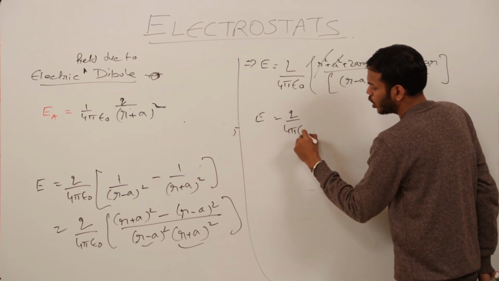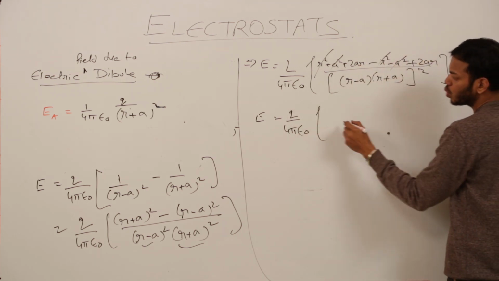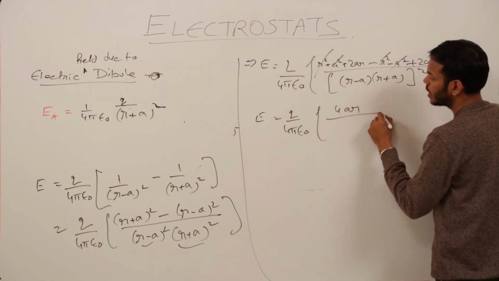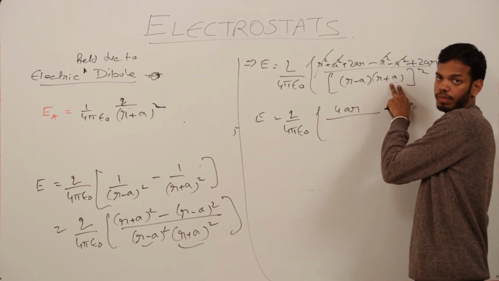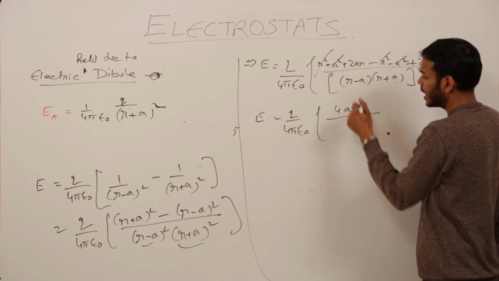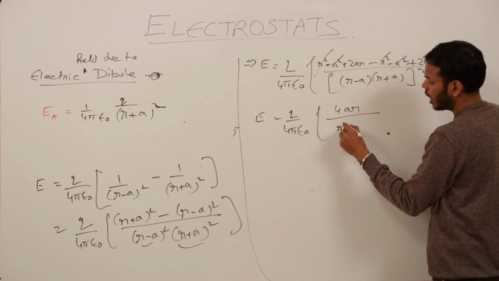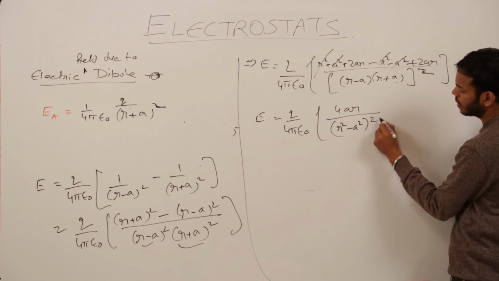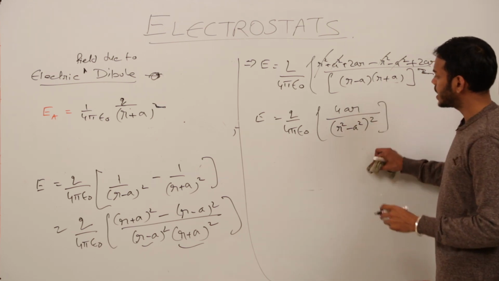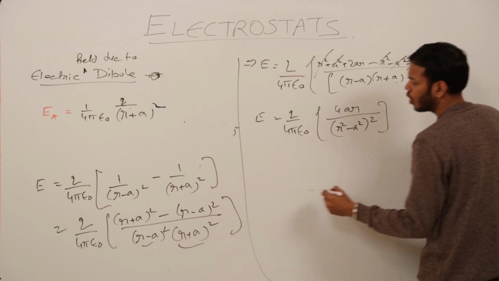What are we left with here? Q upon 4 pi epsilon naught, 2AR plus 2AR gives me 4AR, upon (R minus A) into (R plus A) whole square. What is (A minus B) into (A plus B)? A square minus B square. So here it will be (R square minus A square) whole square. This is coming out to be in shape, the final formula.